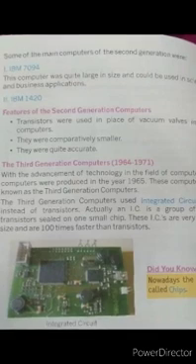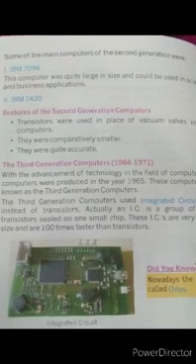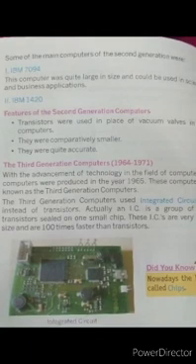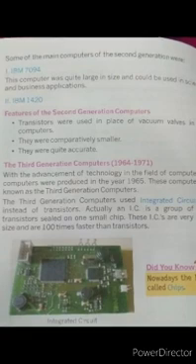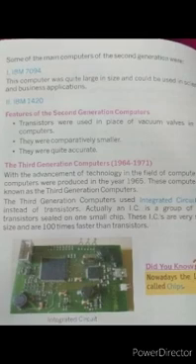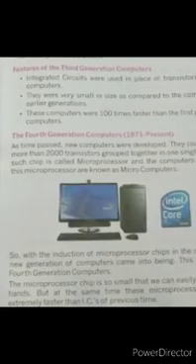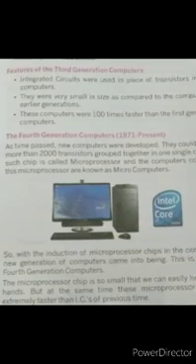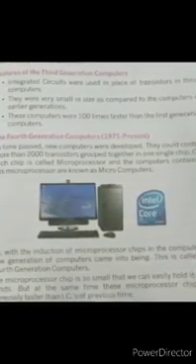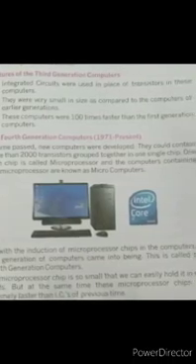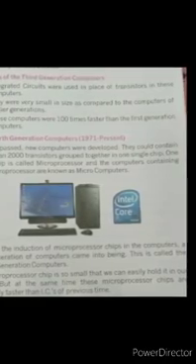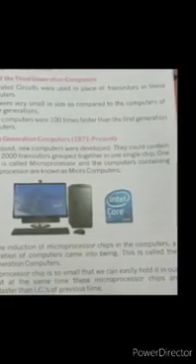The third generation computer. With the advancement of technology in the field of computers, new computers were produced in the year 1965. These computers were known as the third generation computers. The fourth generation computer. As time passed, new computers were developed. They could contain more than 2000 transistors grouped together in one single chip. One such chip is called microprocessor, and the computers containing this microprocessor are known as microcomputers.